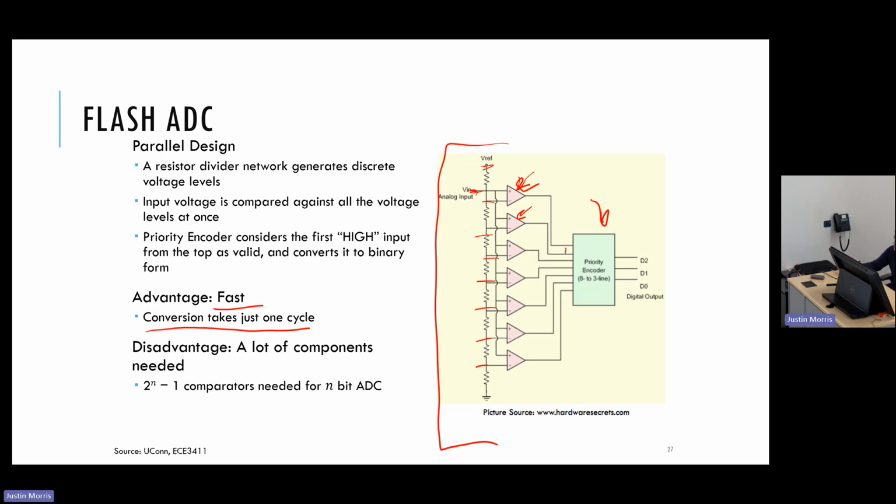And then based on that position of the highest bit that is a 1, it outputs the correct digital combination, the binary combination that represents that interval. So it does all 1, 2, 3, 4, 5, 6, 7 of these comparisons at once, and it gives the correct outputs. Okay? So it's very fast, but the disadvantage is it's a lot of components. So we need 2 to the n minus 1 comparators for an n bit ADC.